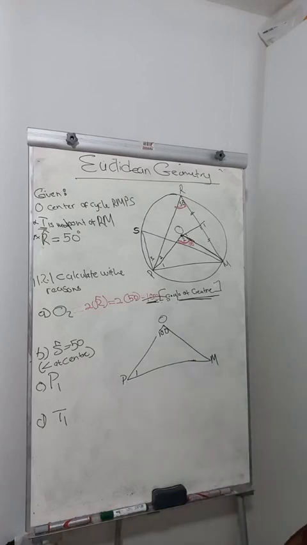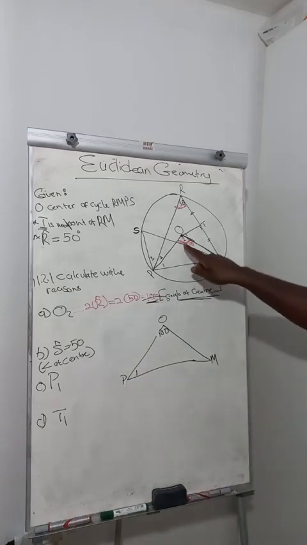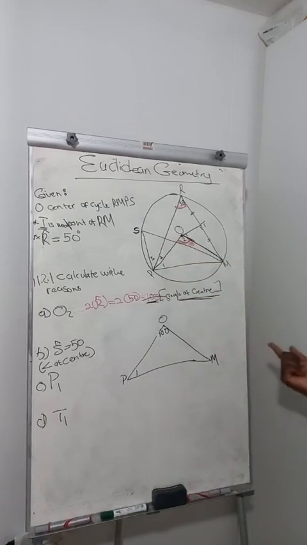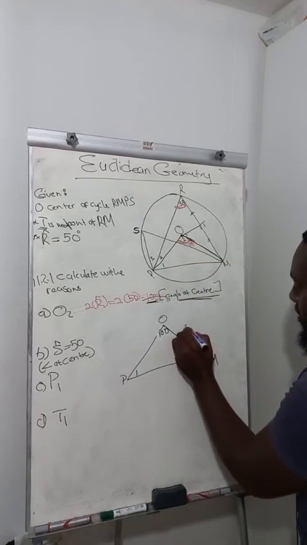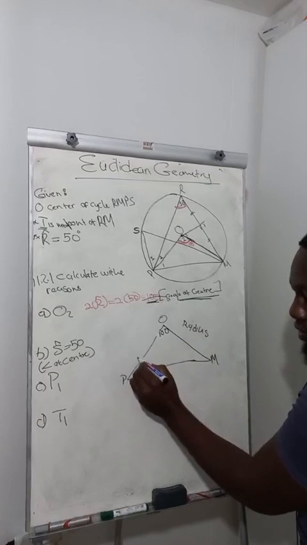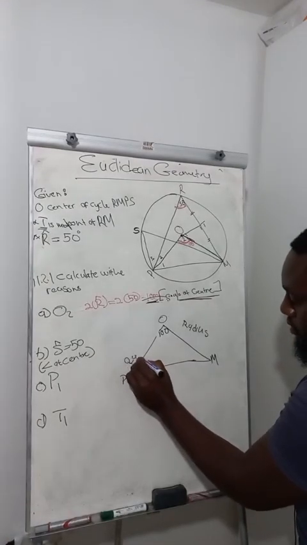So if this is 100 here, what does this mean now? Do you see that OM and also OP are radiuses? It means this is, let me write here, radius. And this is also radius here.